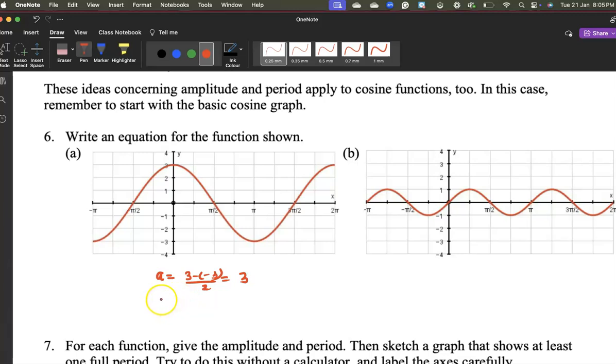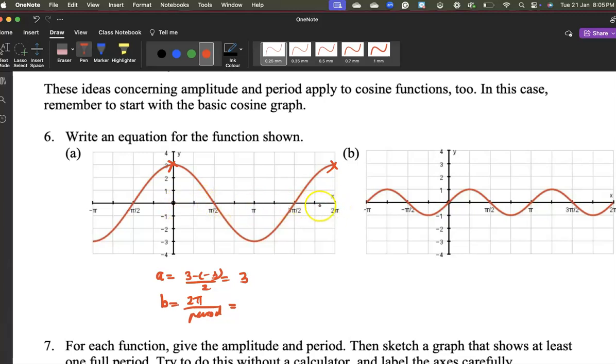What's the period of this graph? b is equal to 2 pi upon the period. So what is the period? Period is one cycle, from max to max. How much is it? That's from pi to 2 pi.